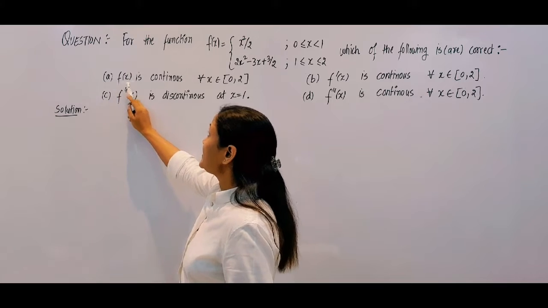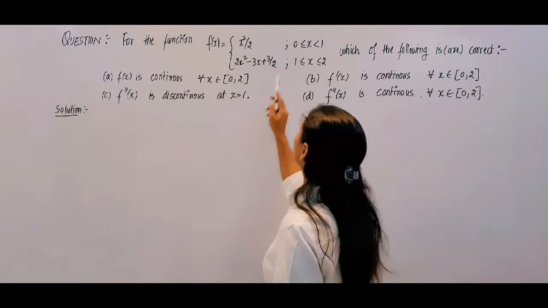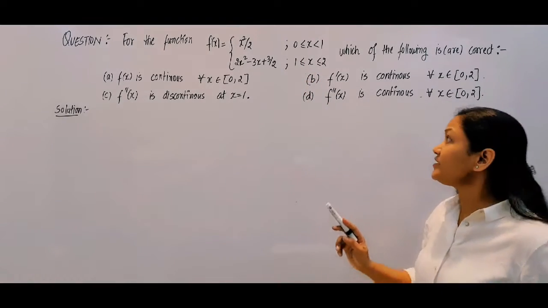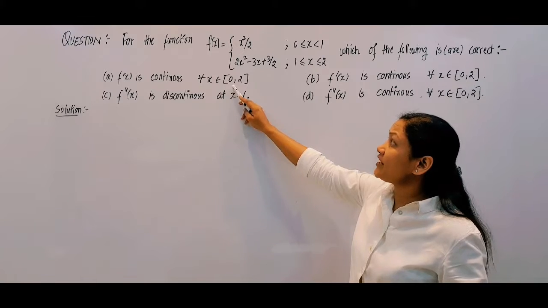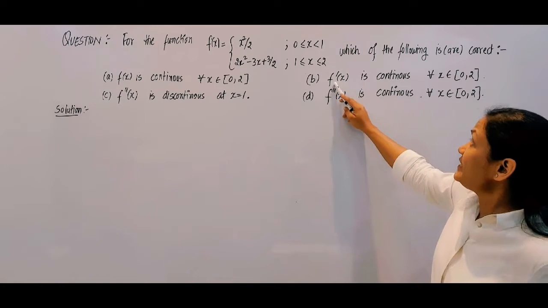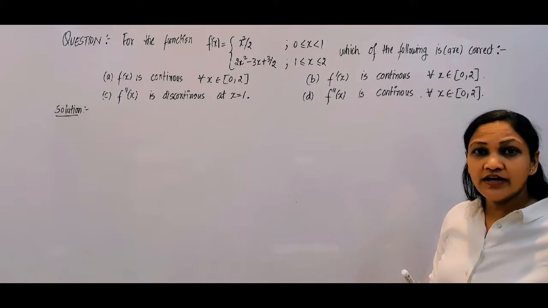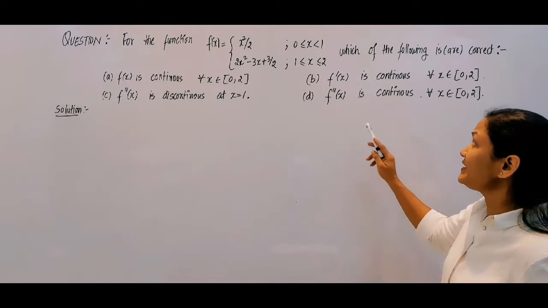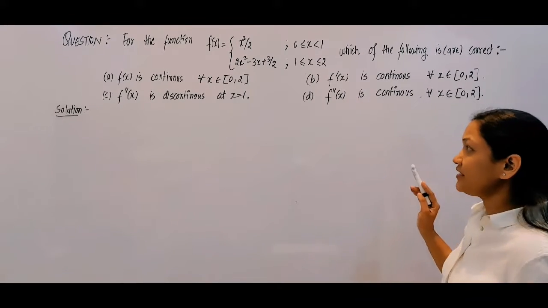Now your first option is f(x) is continuous for all x belongs to 0 to 2, because the domain of your function is 0 to 2. So आपको पता करना है कि आपका फंक्शन कंटिन्यूस है या नहीं. Then second option is derivative. f dash x is continuous for all x belongs to 0 to 2. So for the second option you have to check derivative function continuous है या नहीं.